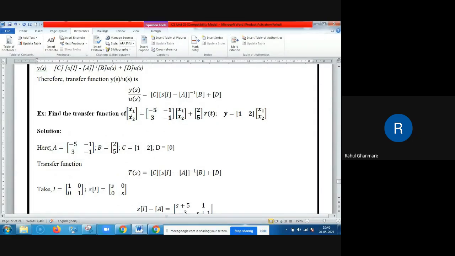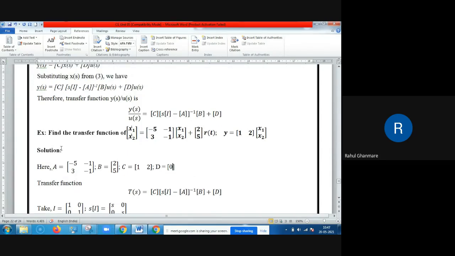So here you can see that A is equal to, in brackets, the 2 by 2 matrix minus 5, minus 1, 3, and minus 1. Matrix B is 2, 5. Matrix C is 1, 2. And here, if we don't have the value of D, then we consider that it is 0. So in this way, we are considering the matrix values.